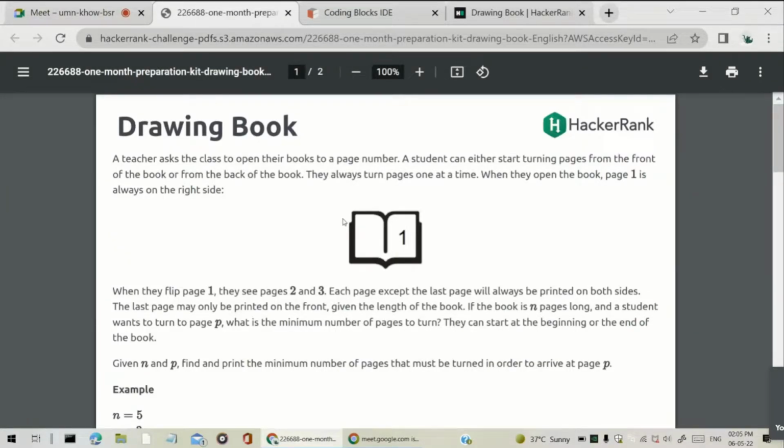So guys, in this video, we are going to see another problem. In the last video, we already saw the recursive digitism, which is also called super digitism, right? In this video, we came up with another problem and two to three solutions, which is the drawing book question, from HackerRank's one month preparation kit. So let's see.